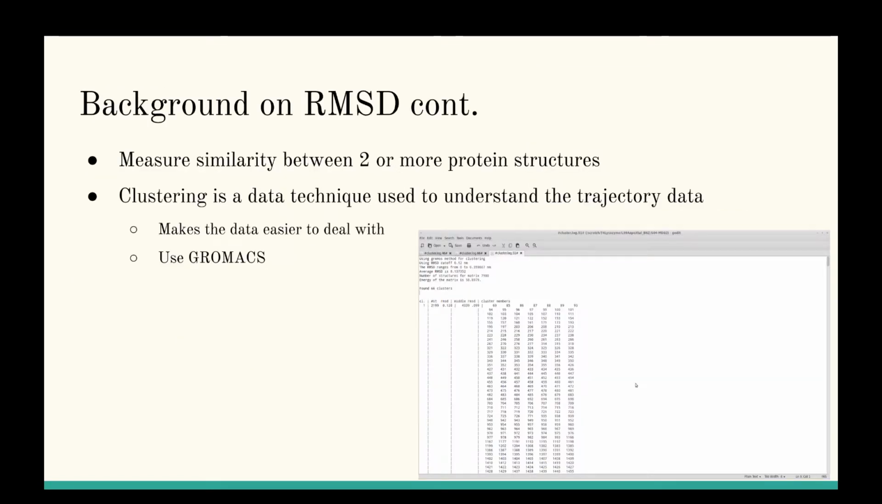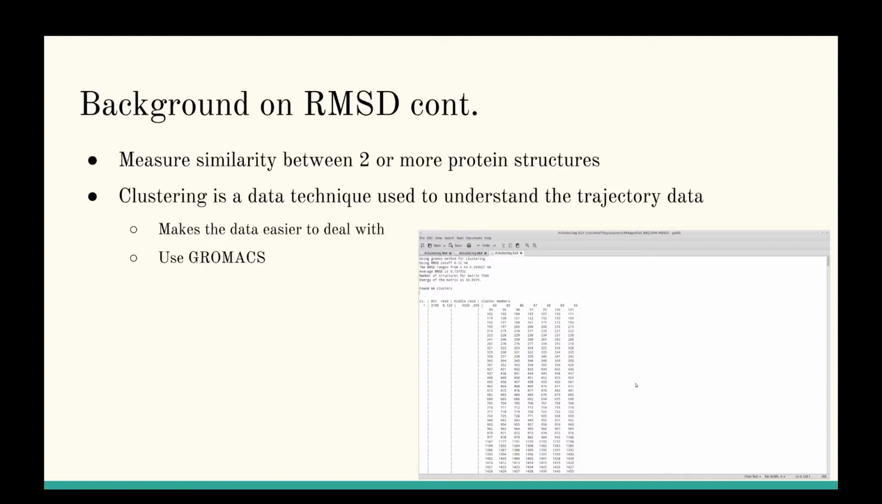Additionally, in order to make the data easier to deal with, we want to cluster our data, since there are a lot of atoms and simulation frames we need to deal with. By using a clustering software called GROMACS, I was able to find an ideal number of clusters and was able to see the average RMSD of each cluster, which allowed me to determine the magnitude of the protein structural changes over the course of the simulation.